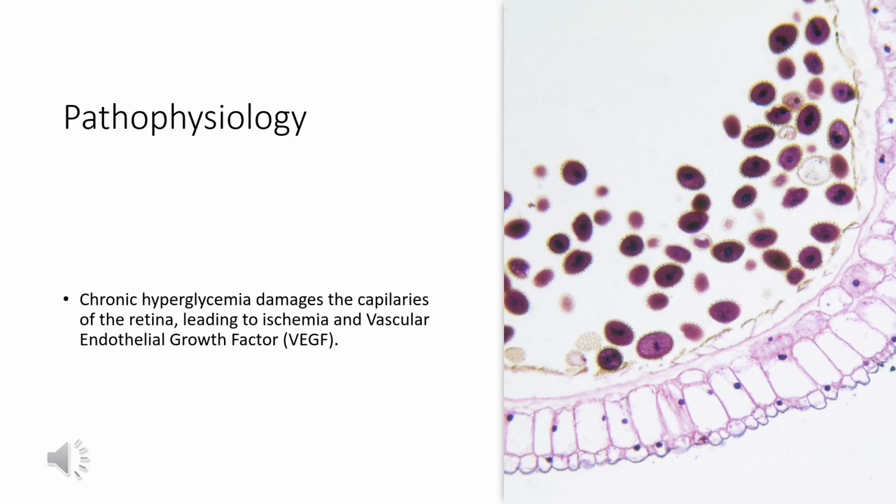These processes lead to thickening of capillary basement membranes, leading to a loss of pericytes, capillary leakage, and microaneurysm formation. As the disease progresses, retinal ischemia stimulates the release of vascular endothelial growth factor, or VEGF. This promotes abnormal blood vessel formation.